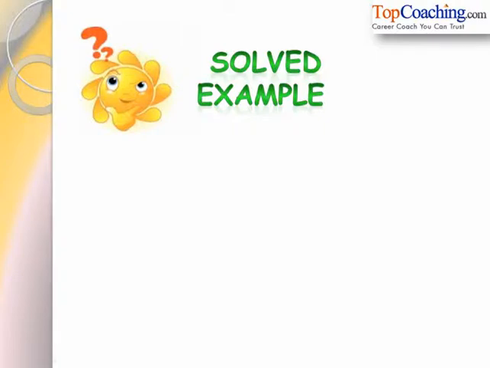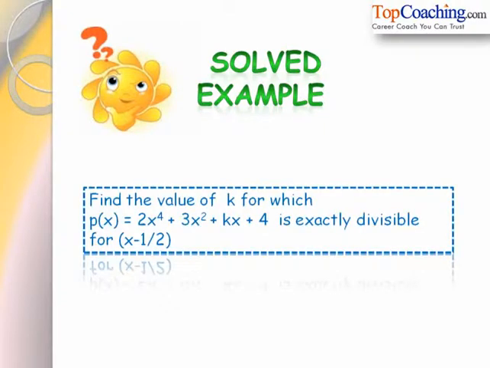Let's try to solve one more example. Find the value of k for which p of x equal to 2x to the power of 4 plus 3x square plus kx plus 4 is exactly divisible by x minus 1 by 2. In this problem we observe that the coefficient of x is k, whose value we don't know, and actually in this problem we have to find the value of k.